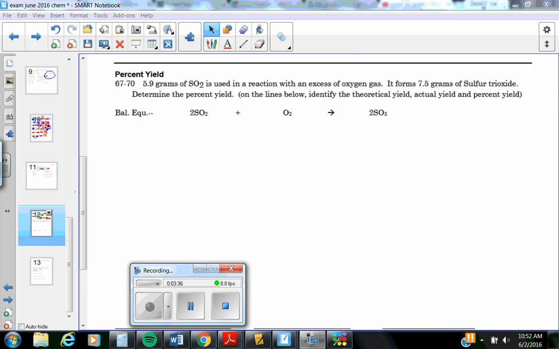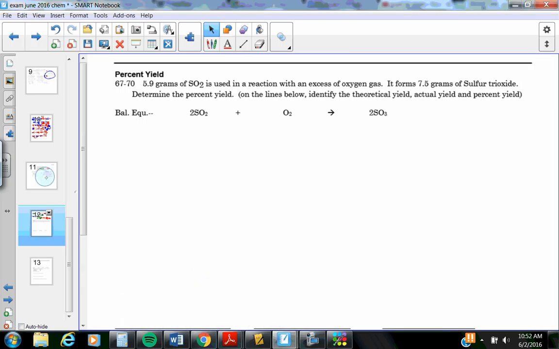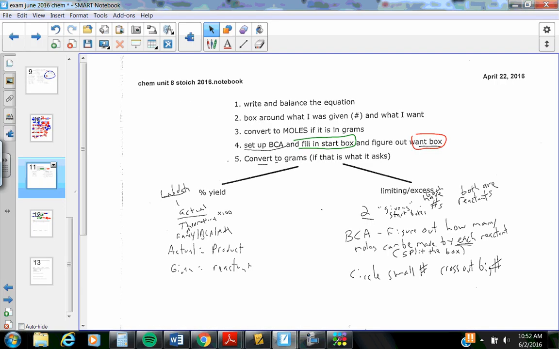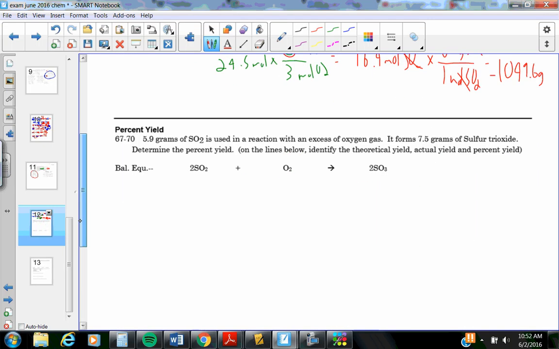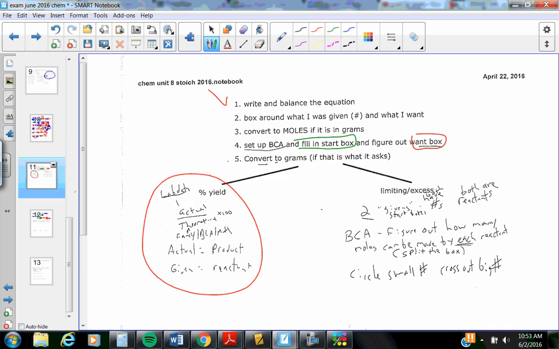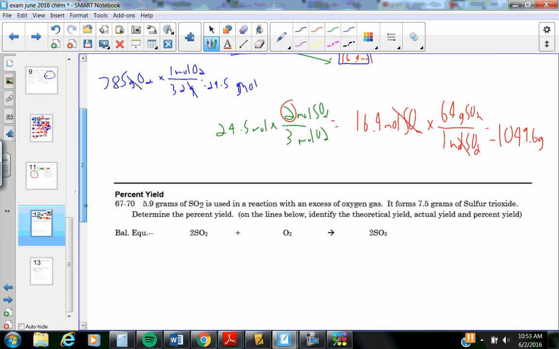For the next one, which is percent yield, similar process. I'm still going to use the same 5-step process, only there's a little bit of extra info here to help me figure out what's going on and to actually turn it into a percent yield. I still start by writing and balancing the equation. Once again, that's already done for me. The next step is going to be to put a box around what I was given and what I want to know, trying to figure out what are they really asking on this.